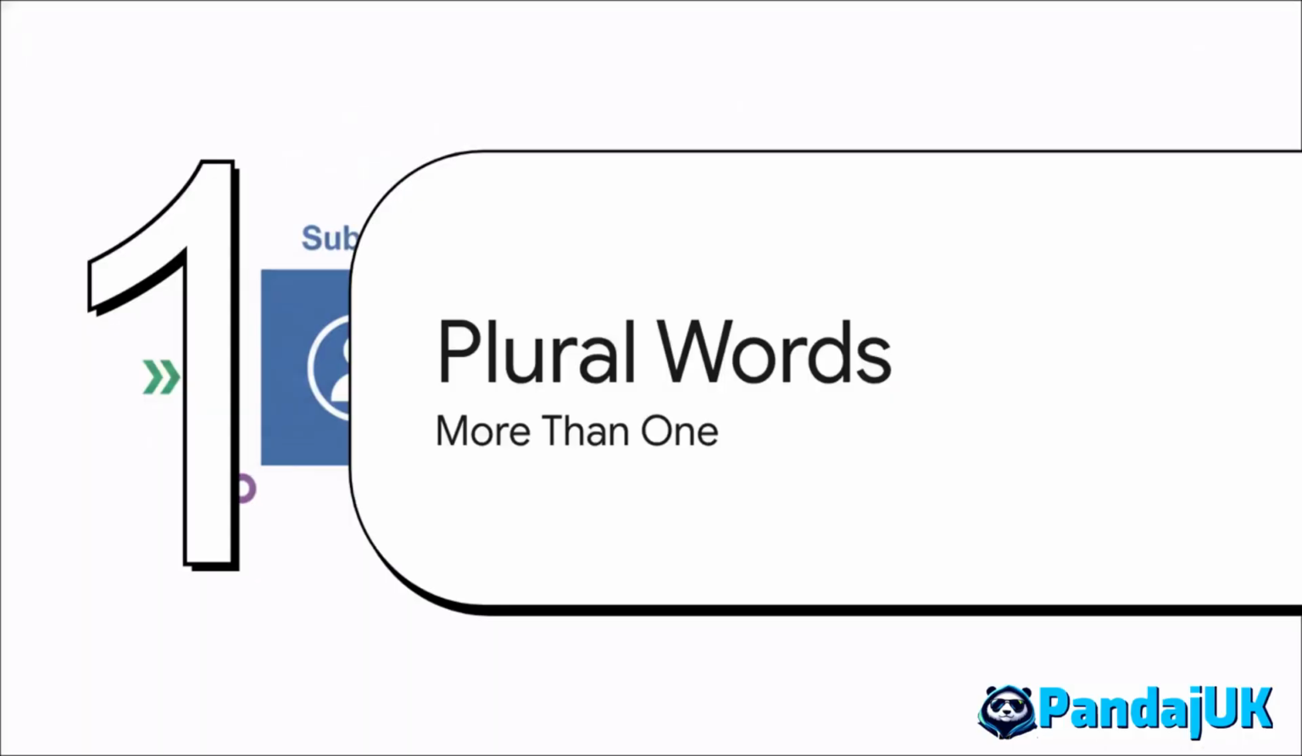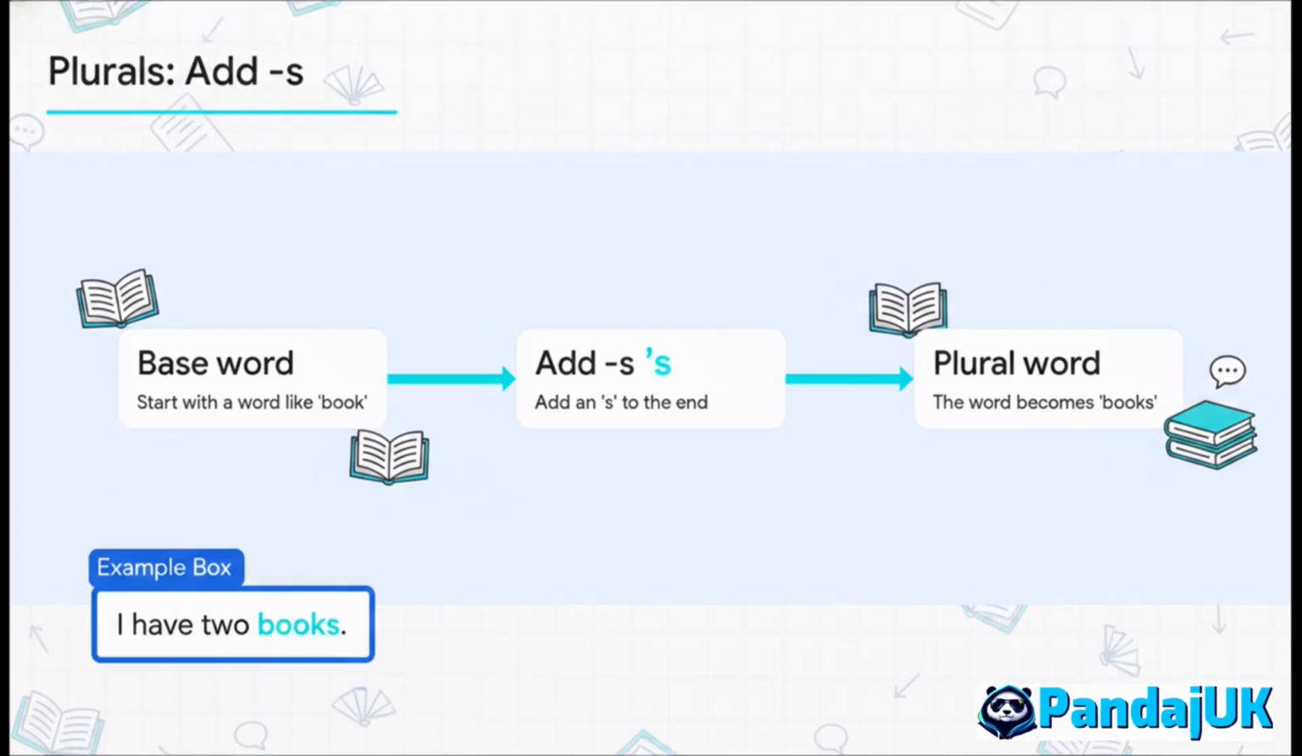Okay, let's dive into part 2, spelling plural words. This just means how we talk about more than one thing. The most common rule is actually very simple. We start with the base word, like book. To show that we have more than one, we just add the letter S to the end. The word becomes books. For example, I have 2 books.